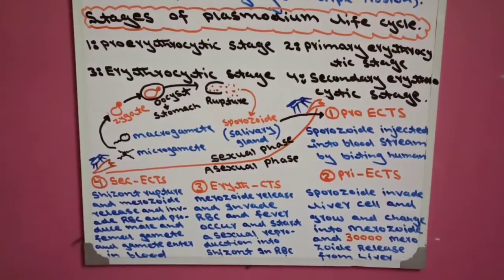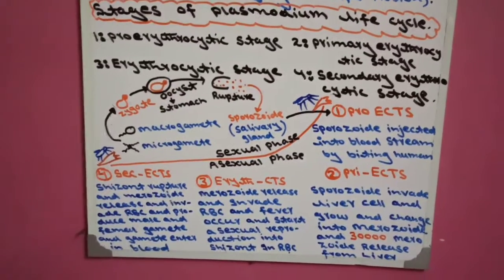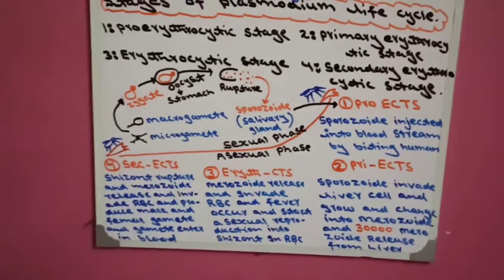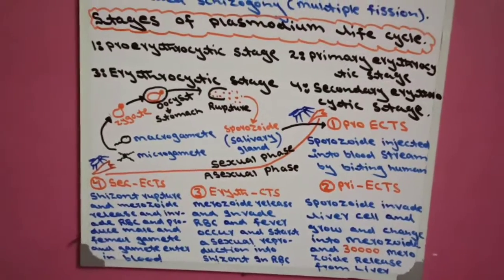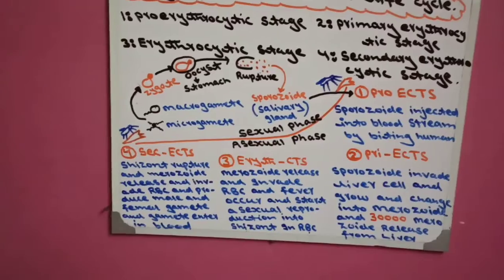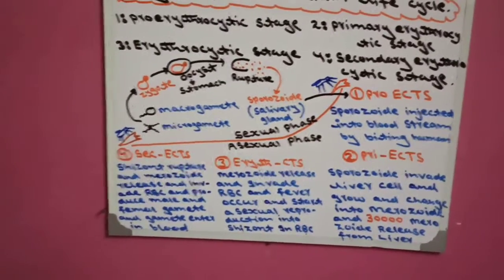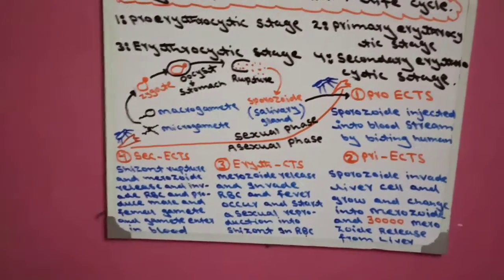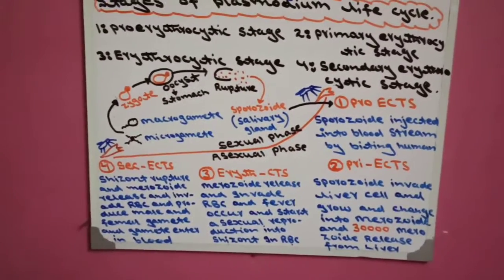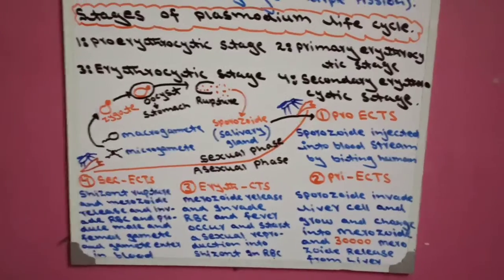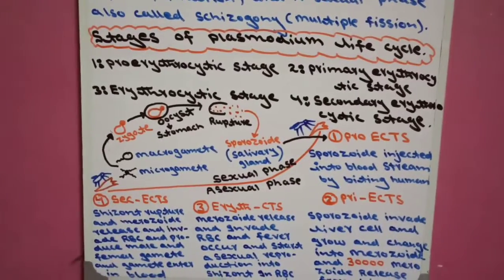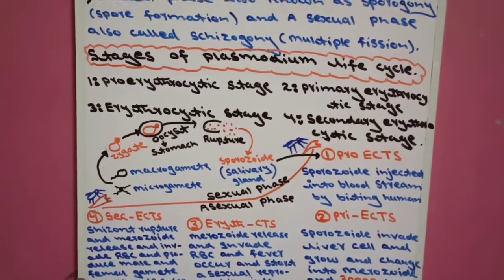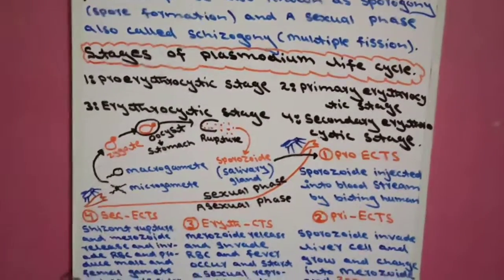Why again does the merozoite attack the RBC? Because here again the merozoite enters the RBC and produces male and female gametes for sexual reproduction, which occurs in the female Anopheles mosquito's body, meaning inside the stomach.